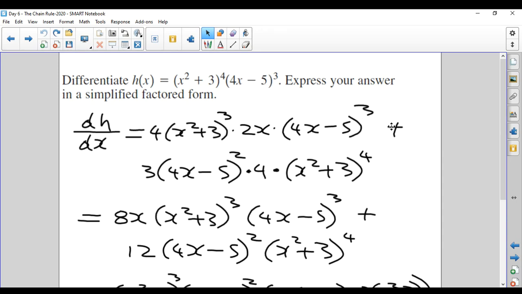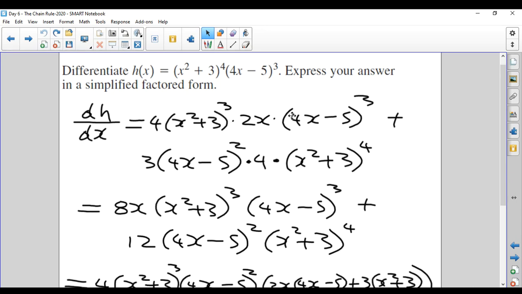That's all that is. Plus, we're going to now take the 4x minus 5 to the power of 3 and derive that using the chain law. So it's 3 times that to the power of 2 times the root of the inside, which is the 4, times the underived last part, or well, actually the first part of this equation, x squared plus 3 to the power of 4. So this whole thing, this plus this, that's your derivative.